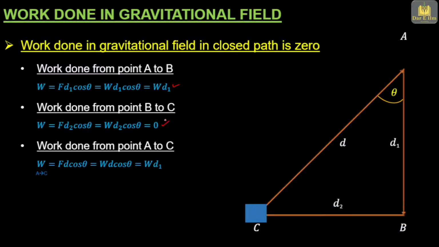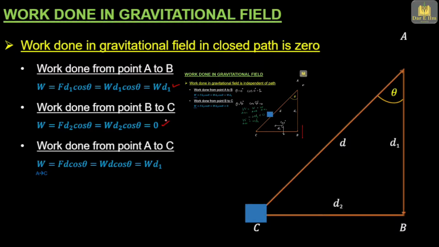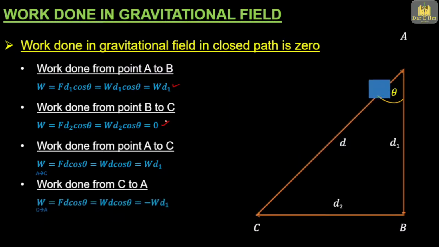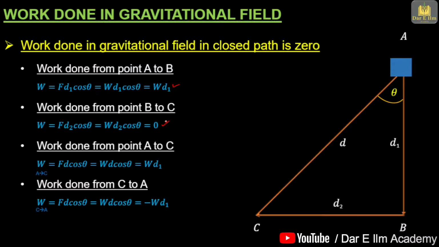In the previous lecture of work done in a gravitational field is independent of path, the object was moved from point A to C. Here we will move the object from point C to A, which can clearly be seen is the negative of the work done as compared to when the object was moved from A to C. The amount of work will remain the same because the length of displacement or magnitude of force is not changing. So the total work in a closed path will become the sum of work during all paths, which is 0.